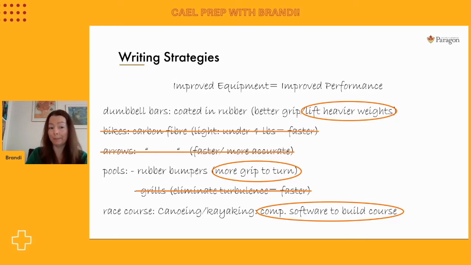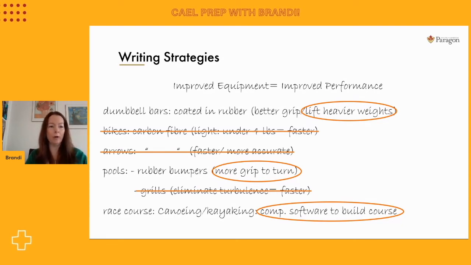The pools with those bumpers, because those bumpers are installed at the ends, there's so much more opportunity for the athletes to have a very solid grip and turn, I guess, more competitively in the swimming pool. Gives them an edge, right? But they would not have been able to do that earlier before these bumpers were installed. The race course as well. This is an interesting example, I think. Because we're using computer software to build that challenging course, once again, it is pushing those athletes to really up their skill ability to be able to navigate these challenges.